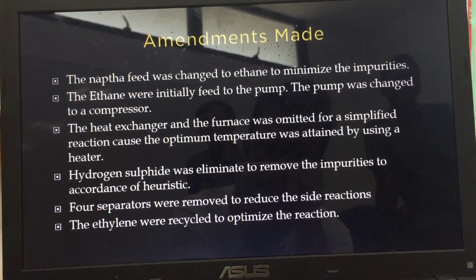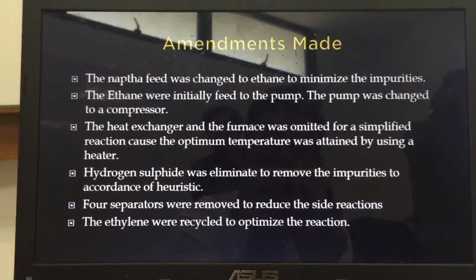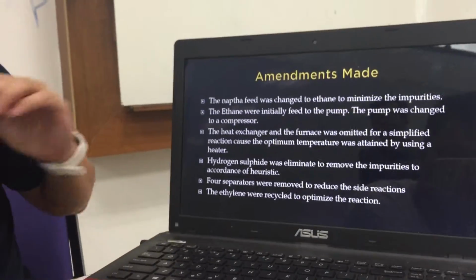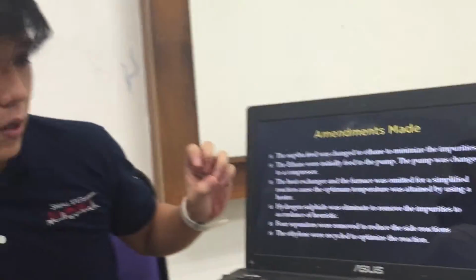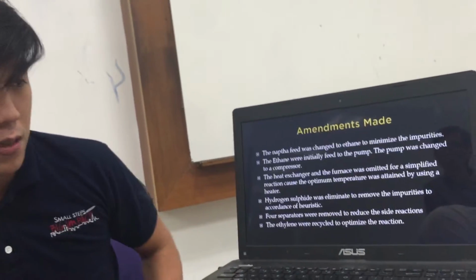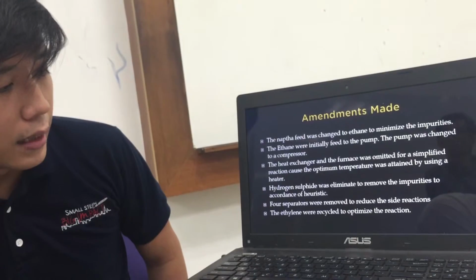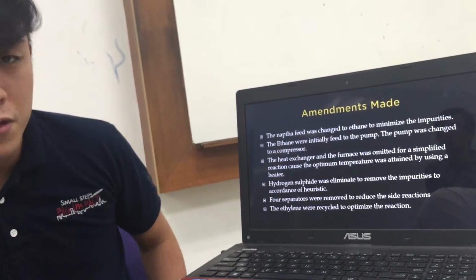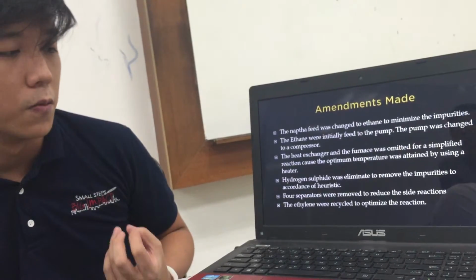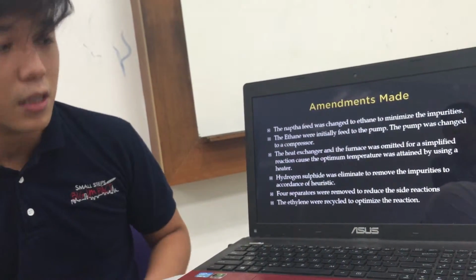The naphtha feed was changed to ethane because we don't want to use the original naphtha feed, as there are a lot of impurities to take into consideration. As well, instead of the furnace itself, we changed it into a conversion reactor to make things much simpler in the HYSYS simulation. And instead of using 4 separator units, we removed them. We only use 2 separators to reduce a lot of side reactions, which need to be taken into account in the simulation as well.